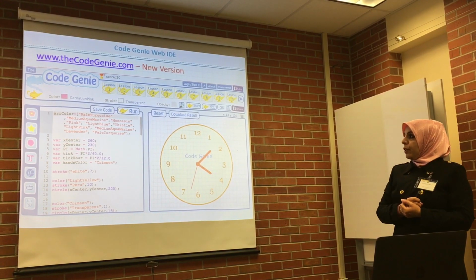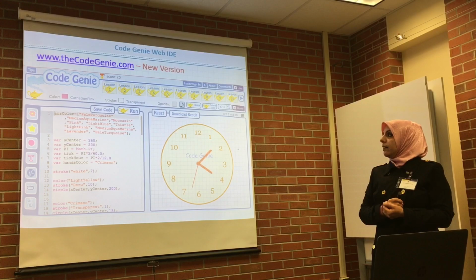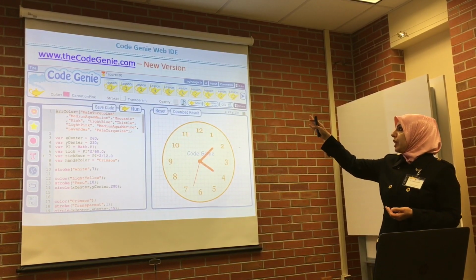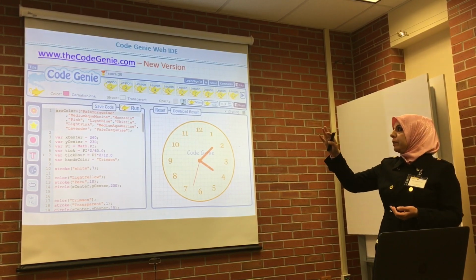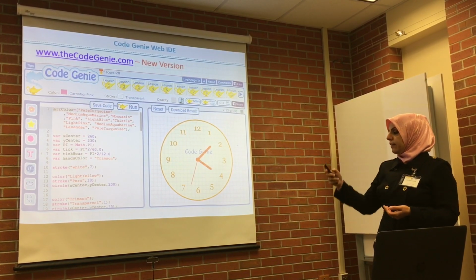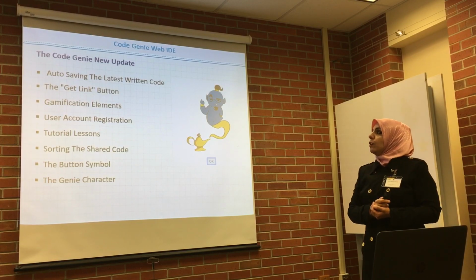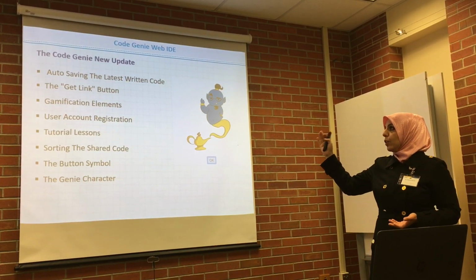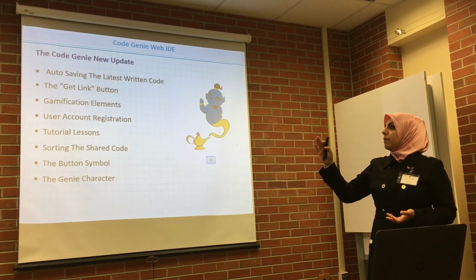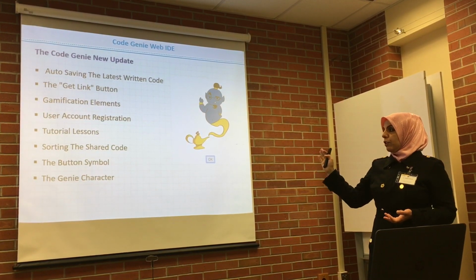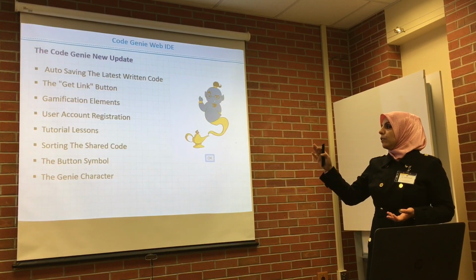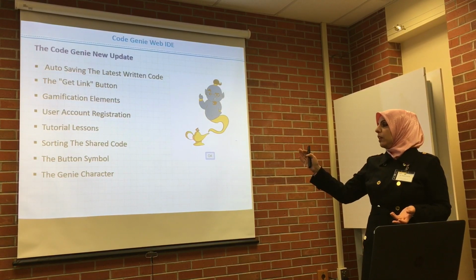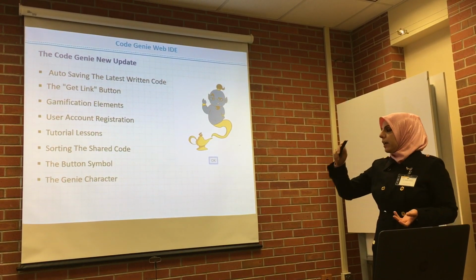So the new version of this environment includes adding a gamification element like a score and badges, registration and login, some help tips, and adding some lessons. So the update includes auto-saving the latest written code, the get link button, gamification element, user account registration, tutorial lessons, sorting the shared code, the button, some symbol, and the Code Genie character.